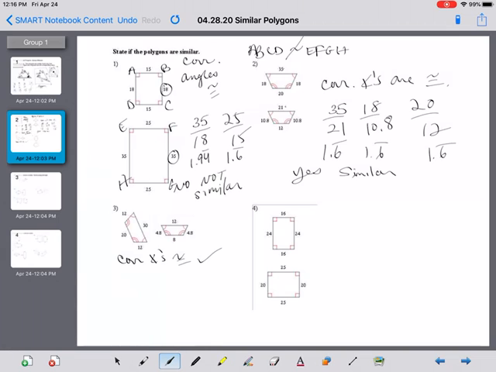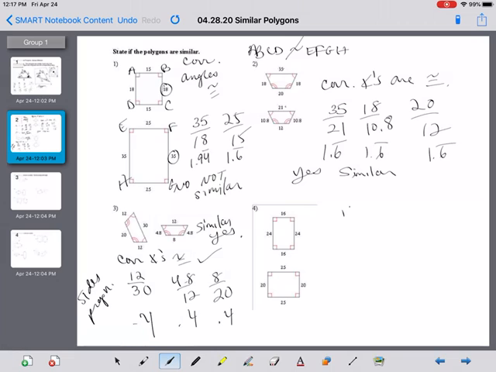Okay, so corresponding angles are congruent. Good. And now let's check the sides. Let's do 12 to 30, 4.8 to 12, and then 8 to 20. Make sure the corresponding parts line up. 0.4, 0.4, and 0.4. Yes, sides are proportional, so it is similar.